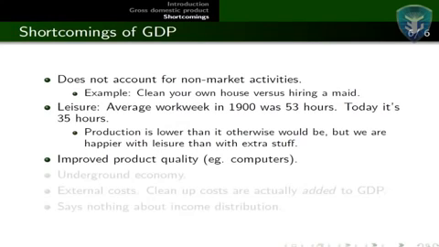For example, a $300 computer today is much better, much more powerful than a $3,000 computer in the 1980s. It does not include the underground economy, so this could involve illegal activities such as the production of drugs, or it could account for innocent things such as you hiring the neighbor 12-year-old kid to mow your lawn.